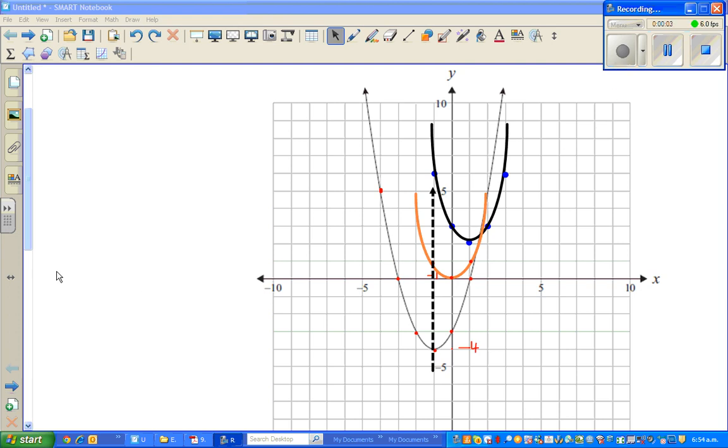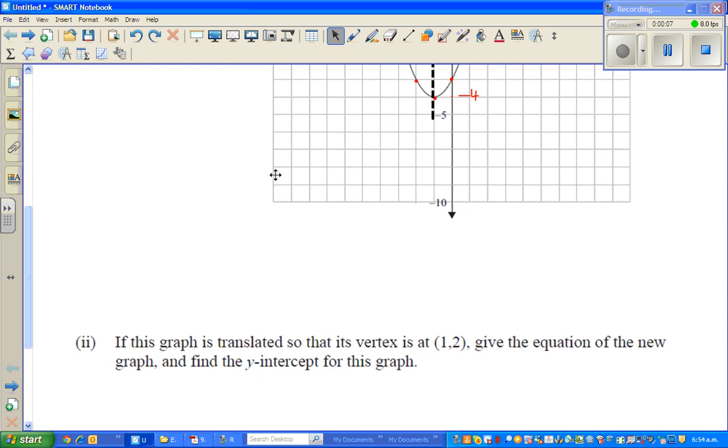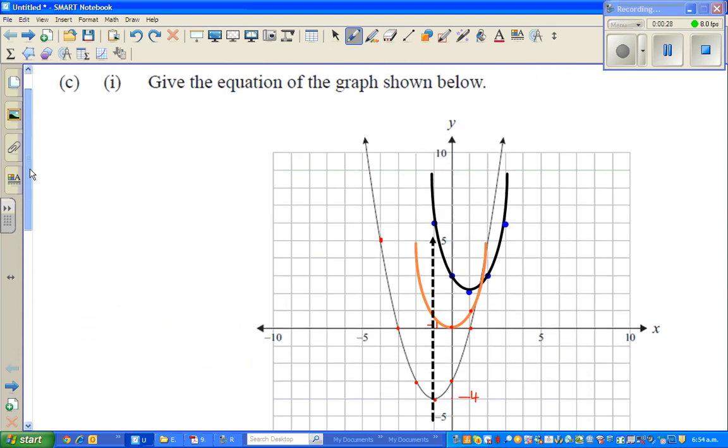Welcome back. I'm doing this video to complete this question which I didn't do in the last video. The question is: if the graph is translated so that its vertex is (1, 2), give the equation of the new graph and find the y-intercept. We had done this question, but we couldn't do the y-intercept, so I thought of doing this question again.